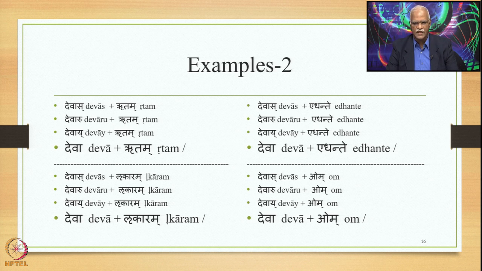Similarly, devas plus edhante. And we have deva ru plus edhante. Then ru is substituted by ya, and then ya is optionally deleted by zero, and so we get the form deva edhante. Then we have devas plus om, and then sa is substituted first by ru, then by ya, and then this ya gets deleted, and so we get the form deva plus om optionally.